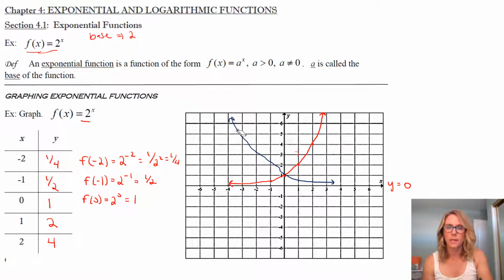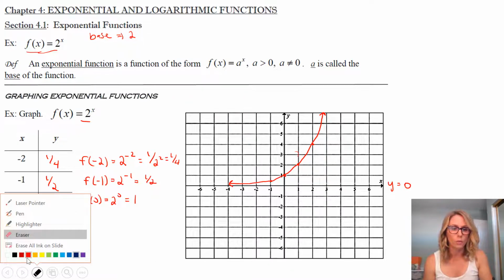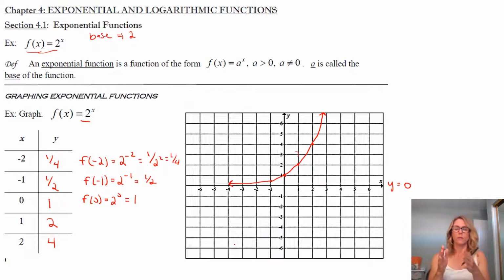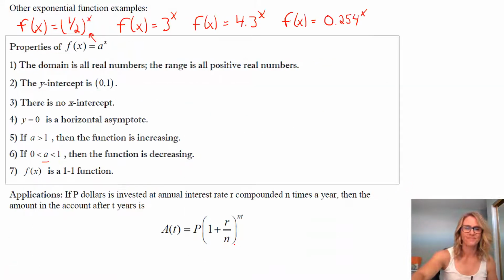And then the last thing is that these functions are 1-to-1. So you should hopefully notice that this function here, 2 to the x, passes both the vertical as well as the horizontal line tests, which tells us that an inverse does exist, which we'll talk about in the future. Okay, and so that's all the pieces.